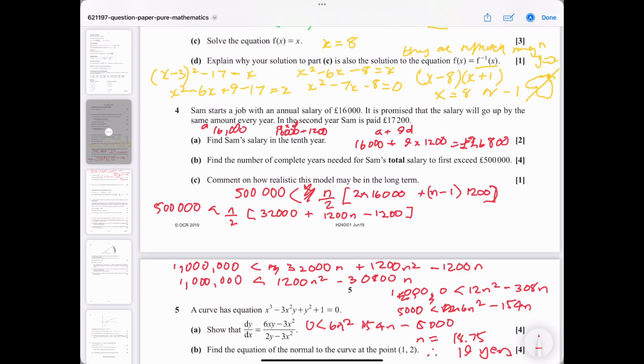Comment on how realistic the model may be in the long term. While he might not stay in the same job for 19 years, not everyone stays. Also, they might max out the salary they're willing to pay. Right, there we go.